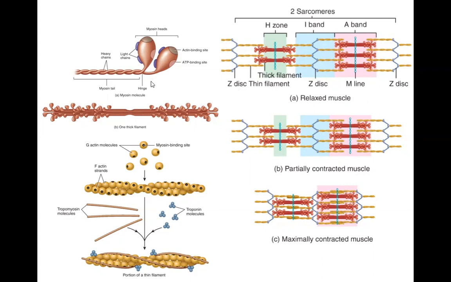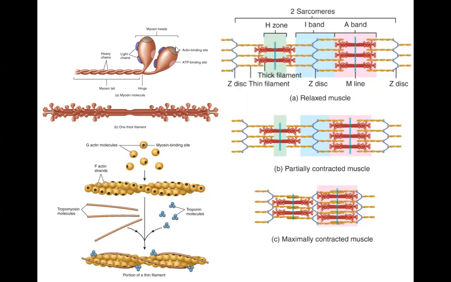A myosin head can go from an extended, or what's often described as a cocked position, with the power of ATP, to a flexed position. Now, why is that important? Because when it goes from this position to this position, it's doing so while it's pulling on the thin filament. Okay.